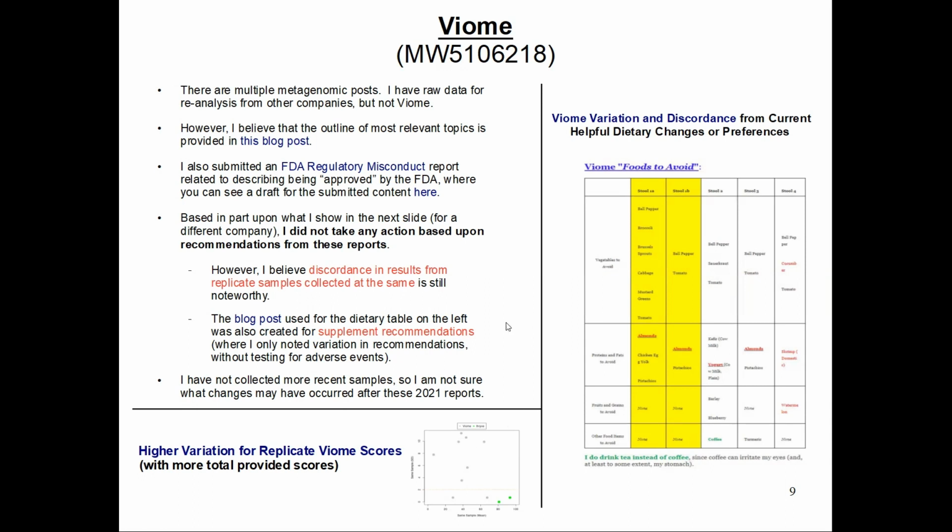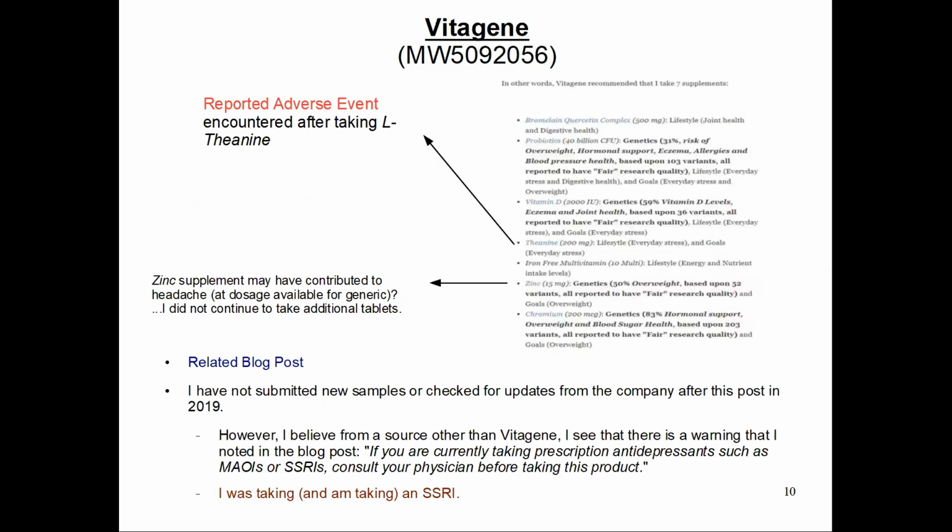There are some supplement recommendations which could potentially, at least in my experience, be something that you want to be even more careful about than the food to avoid recommendations. And I'll describe on the next slide an example of supplement recommendations from a different company, which is one of the reasons why, especially for the supplements, I did not actually try any of the supplement recommendations from this company. So for Vitagene, Vitagene's different than Viome in that they look at your genotype. So the variants that you have, or parts of your genomic sequence that you inherited from birth.